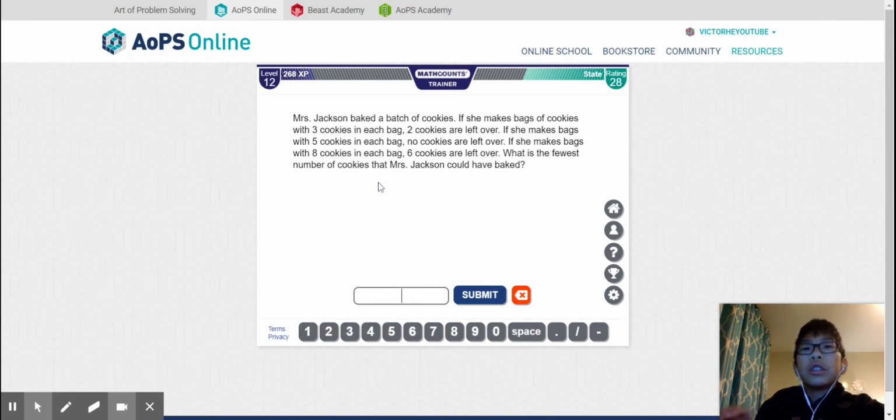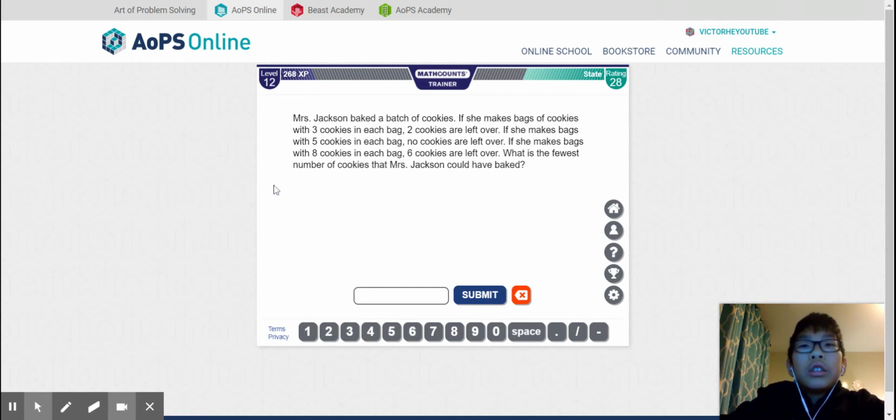Okay. Next question. Miss Jackson baked a batch of cookies. If she makes bags of cookies with 3 cookies in each bag, 2 cookies are left over. If she makes bags with 5 cookies in each bag, no cookies are left over. If she makes bags with 8 cookies, 6 cookies are left over.